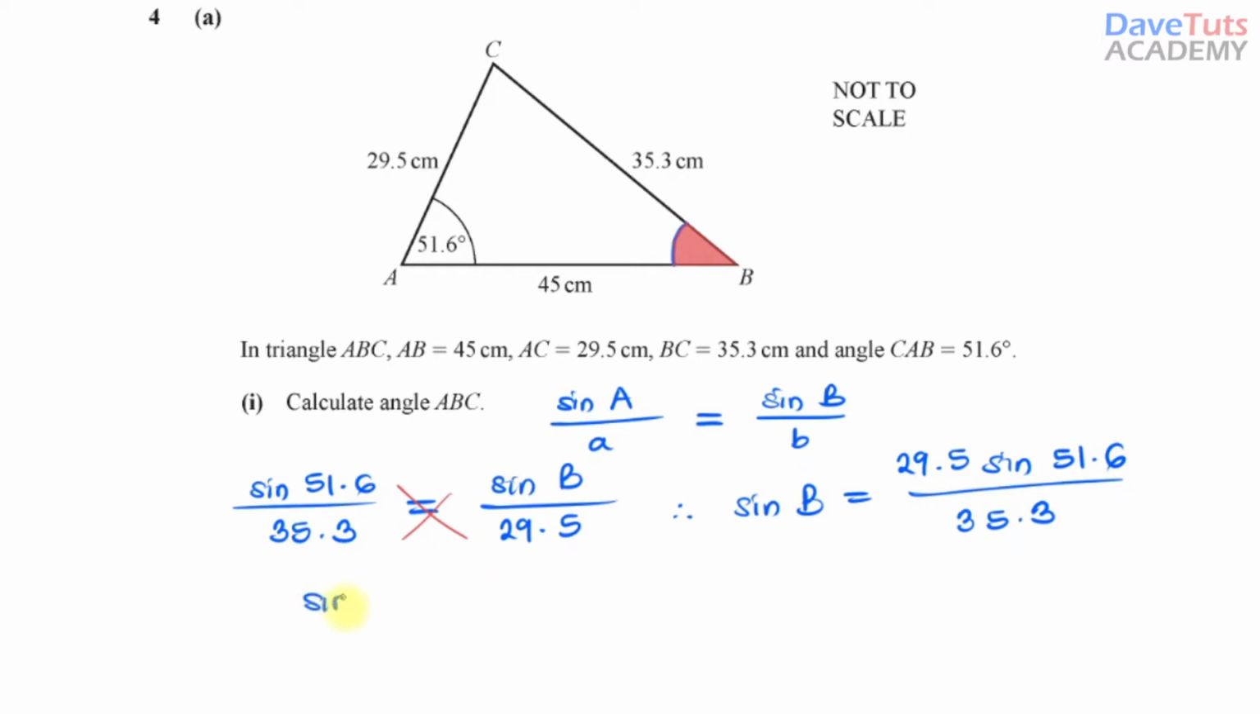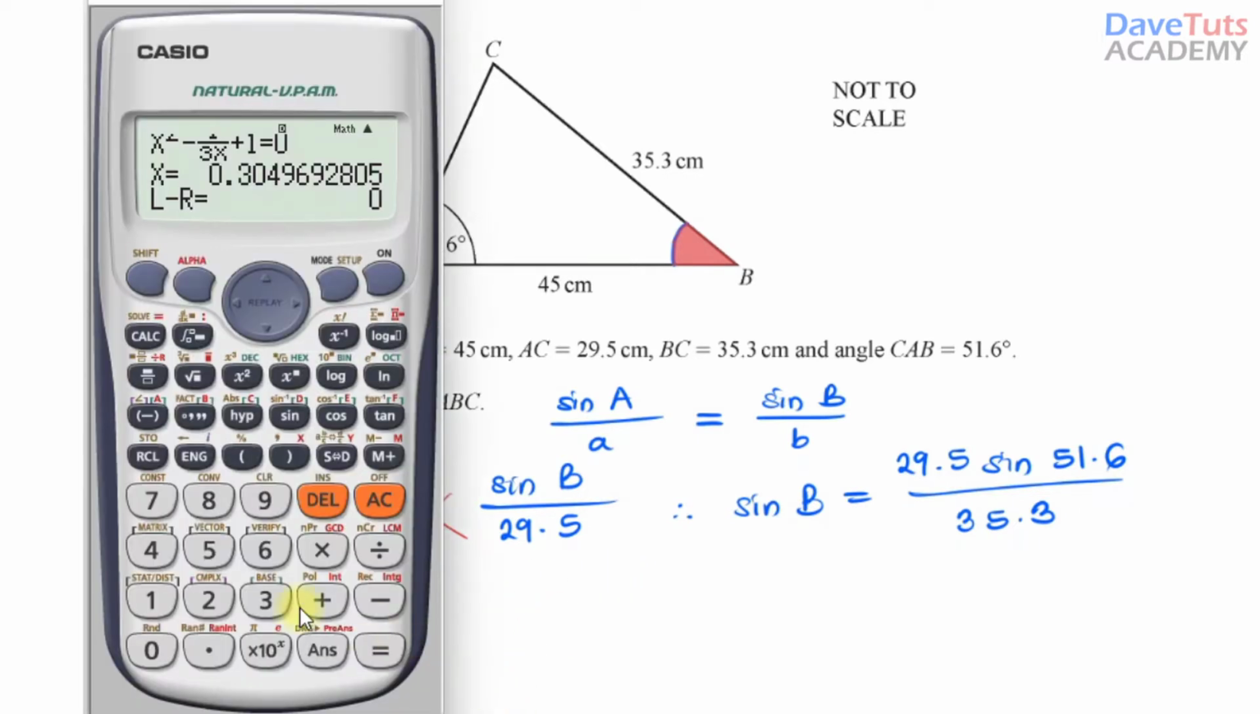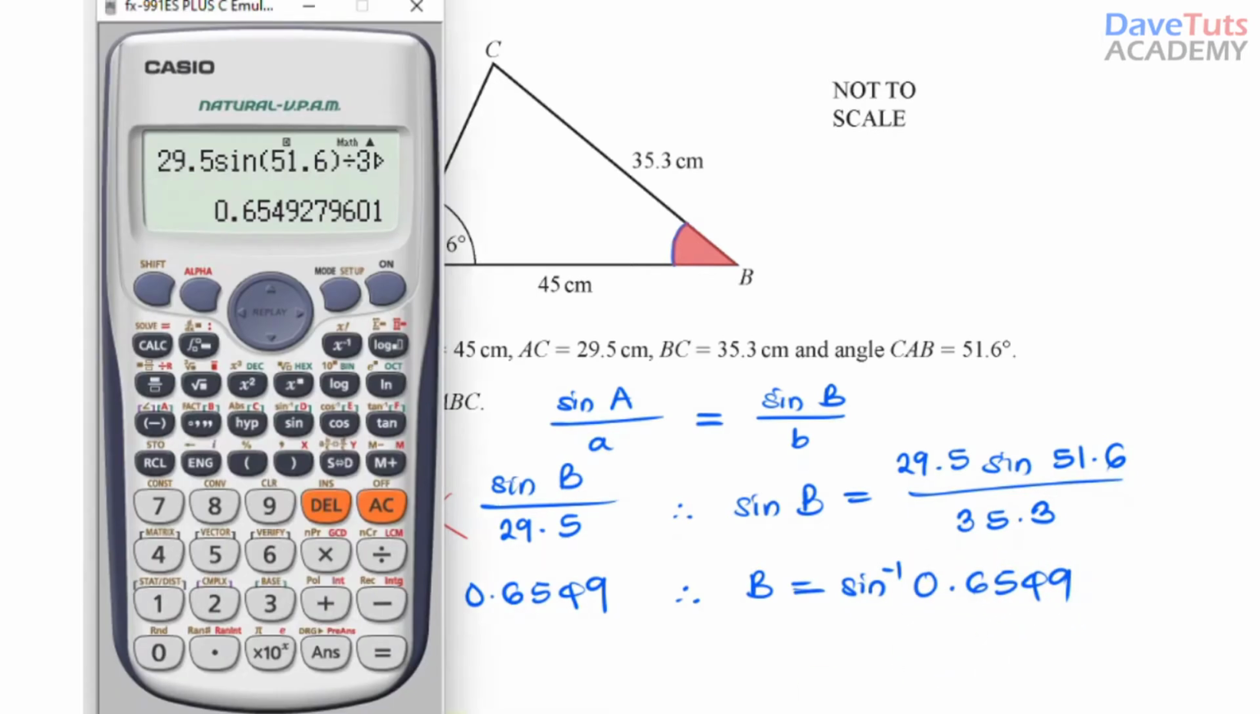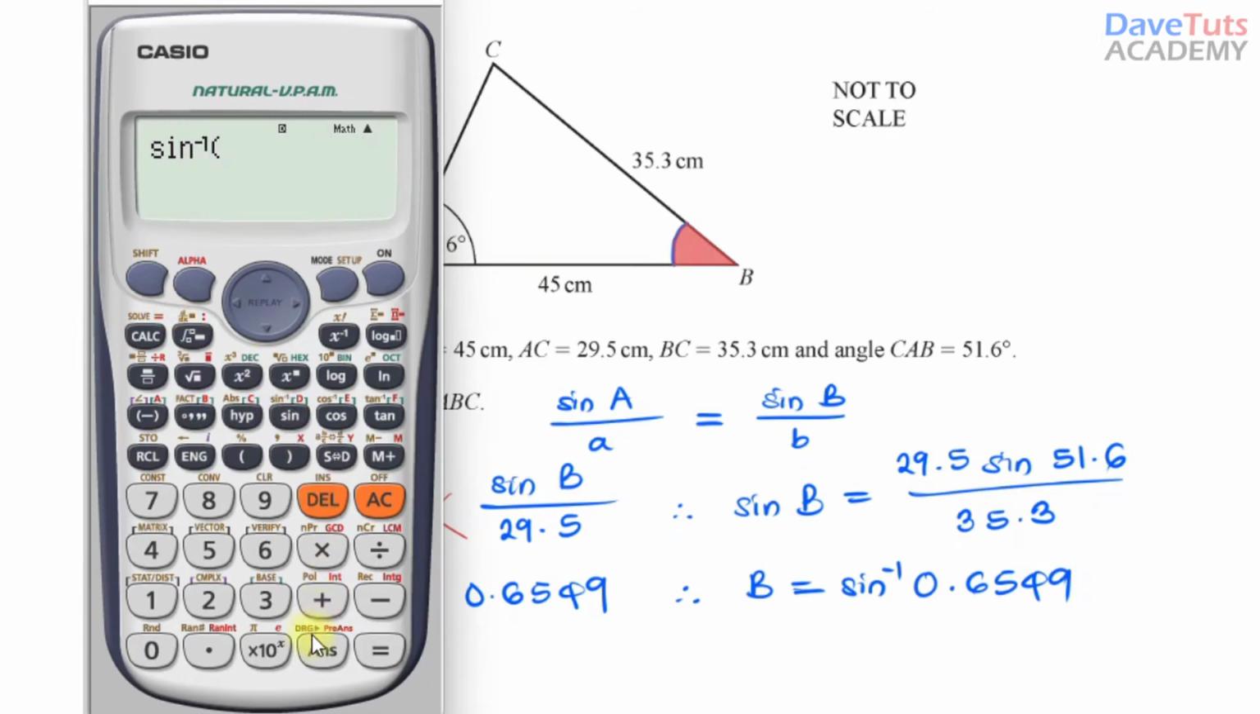You can see how I'm taking time to just explain all my steps, and in this case I will have sine B to be, let me use my calculator now, 29.5 sine 51.6, okay, divided by 35.3. What's that going to give us? 0.6549. And then with this, I can get B to be the arc sine of that value, 0.6549. So I can bring my calculator to say arc sine, the answer that I just got, is going to give us 40.914.